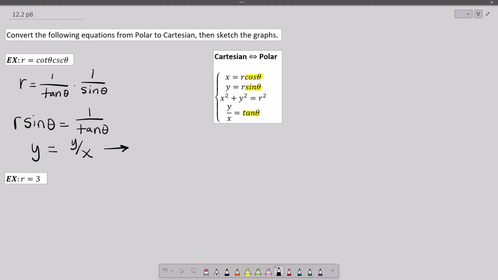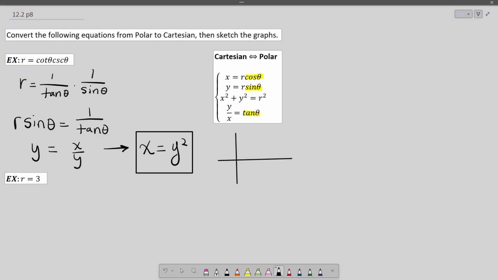I didn't do my division very well, though, over here. What should this be? X over y or y over x? X over y, right? Because we're reciprocating tangent. Tangent is y over x, so if we reciprocate it, we get x over y. So let's isolate here. Let's rewrite this as x equals y squared. So there is our Cartesian equation. If we were asked to graph it, this is just the sideways parabola. That's going to look like that.